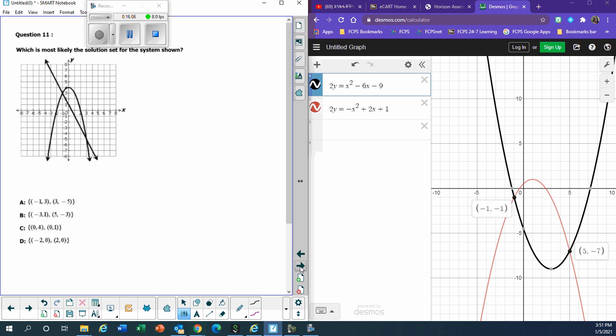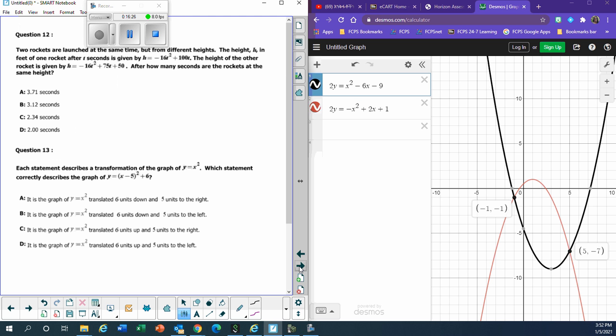Okay. The same thing. This is already graphed for you. So you have to look at where the two graphs intersect. What's this point? What would be the x and the y coordinates? Find 1 and 3, 3 and negative something, right? That's all you have to do.